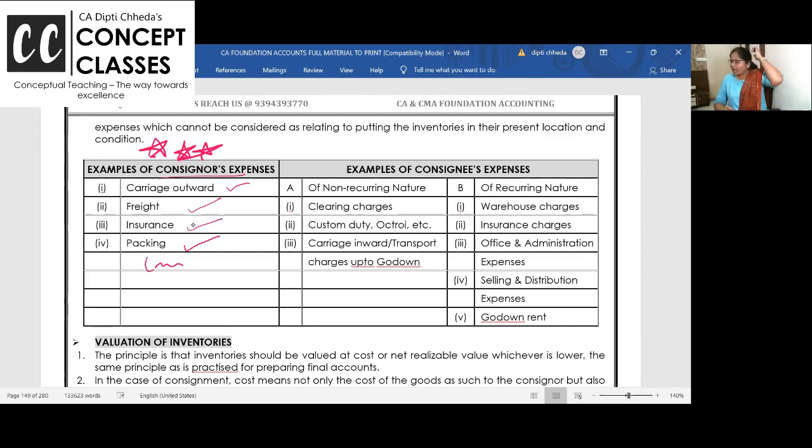तो inventory को क्या करना है आपको? My stock lying with you. Say I had sent the goods to you 50 per unit. I incur 1 rupee expense. तो 51 में पढ़ाना. Now expenses incurred by consignee are divided into two types, non-recurring and recurring.